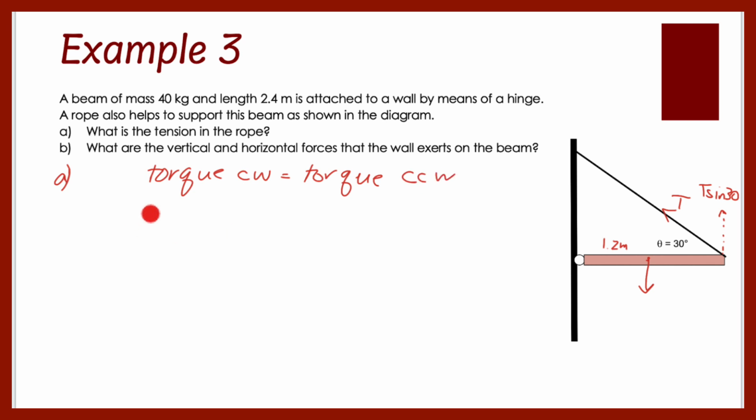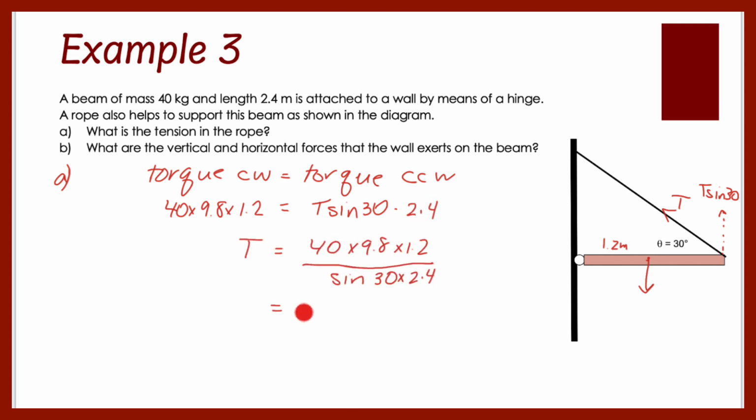So clockwise, that will be the weight of the beam at its radius of 1.2 meters. Counterclockwise will be the torque caused by the tension. So that will be T sine 30 at its radius of 2.4. And when I put that in my calculator, I get 392 newtons.